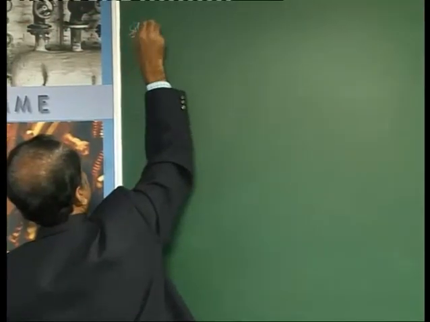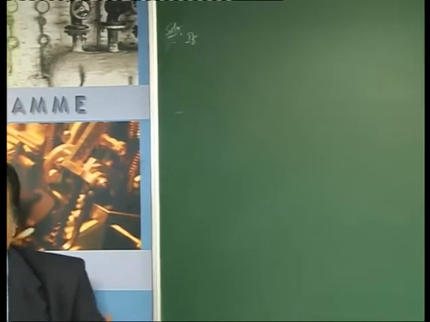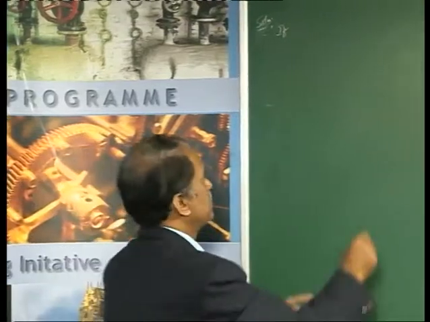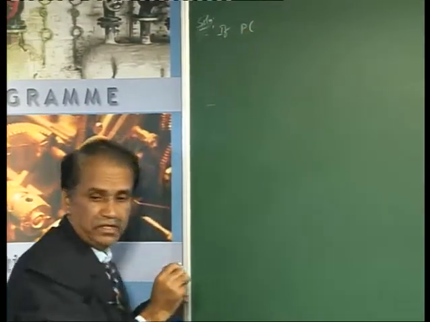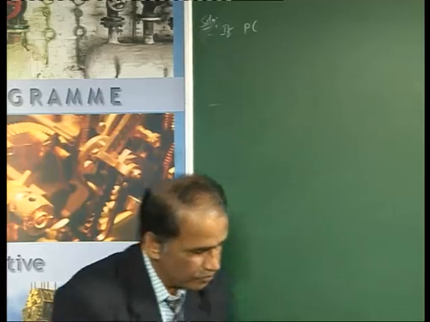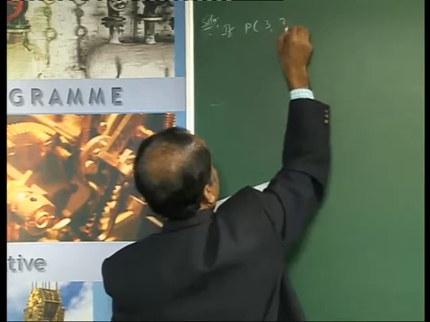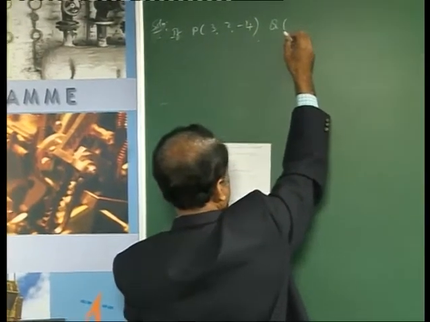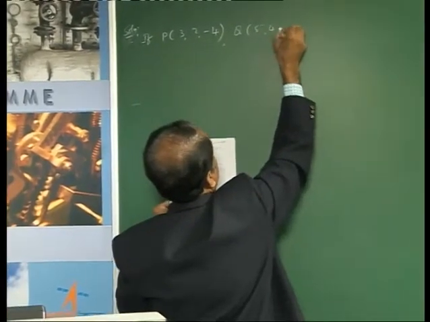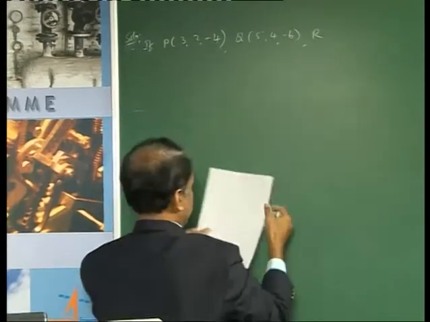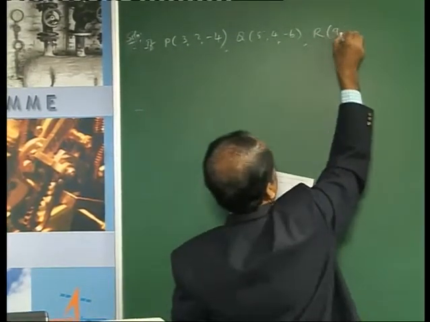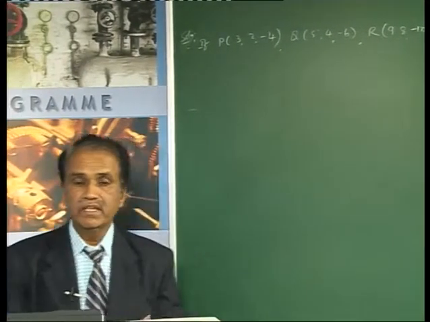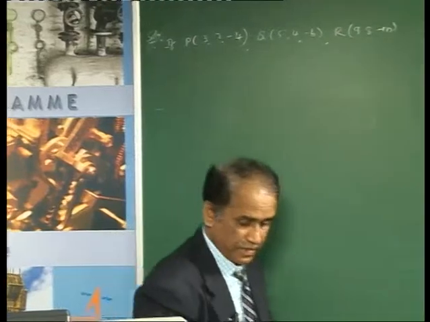Straight away I will go for the solution because the statement is like that. Prove that the three points P, Q, R, whose coordinates, the first point P is 3, 2, minus 4, Q is 5, 4, minus 6 and R is 9, 8, minus 10. These are the given three points. What do we have to show? Collinear.